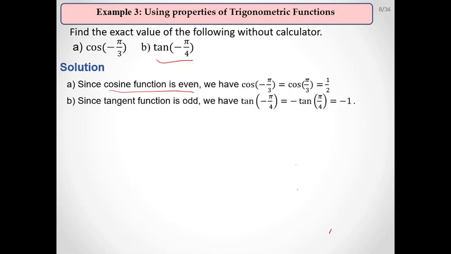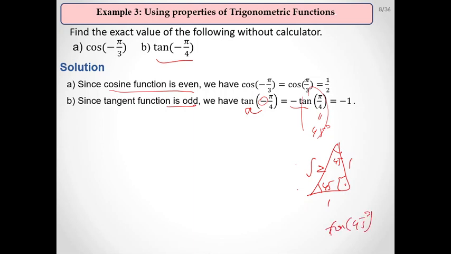We know tangent is an odd function, so we can take this minus out, and then it will be minus tangent pi over 4, and pi over 4 is 45 degrees, and tangent 45 degrees. If you don't know it, you can draw this 1, 1, square root 2 triangle, and tangent is opposite divided by adjacent, so it will be 1, so you get minus 1.